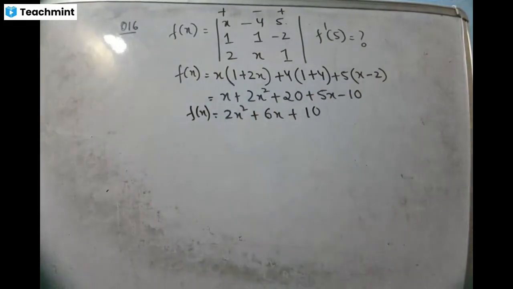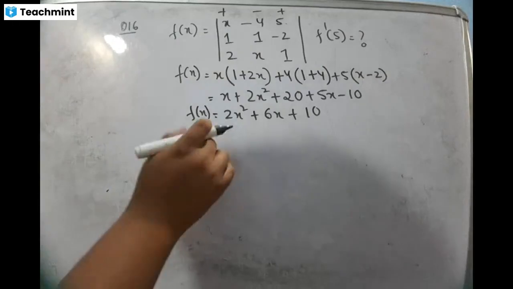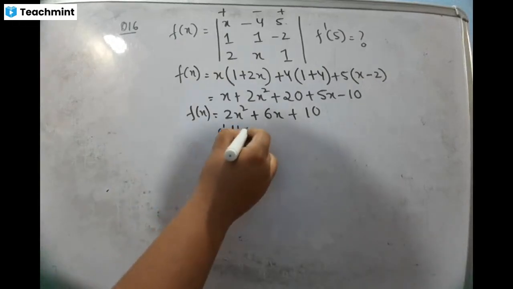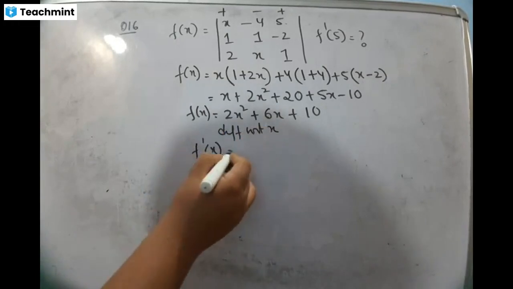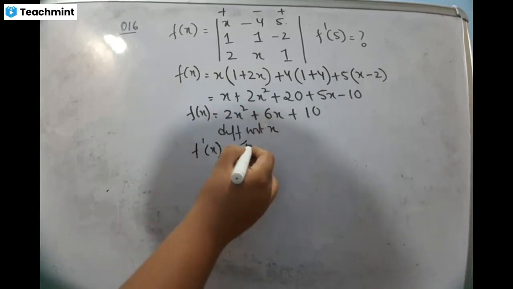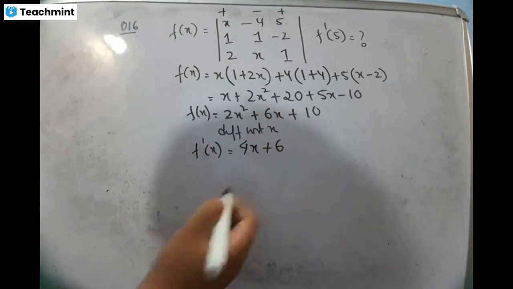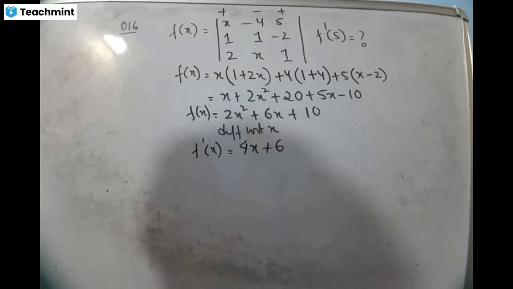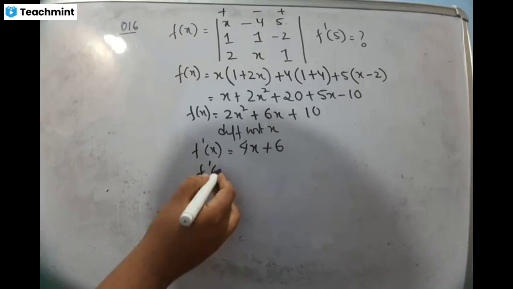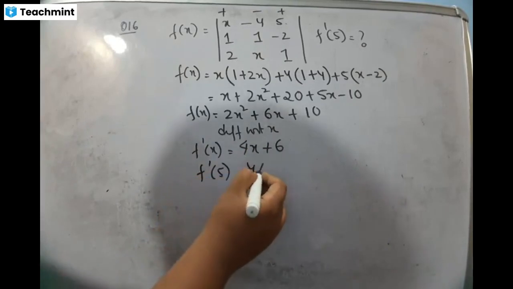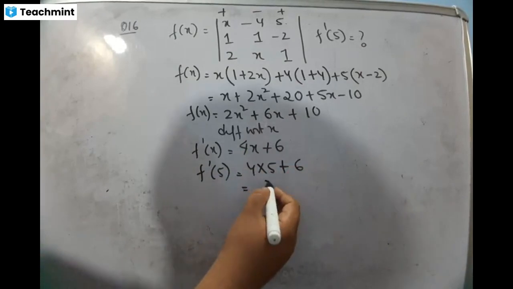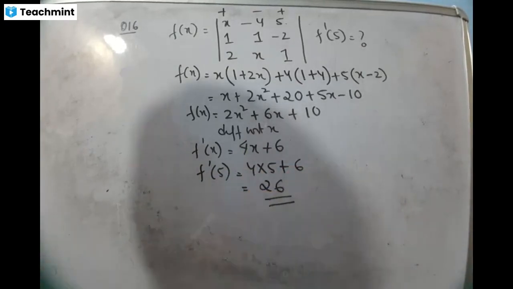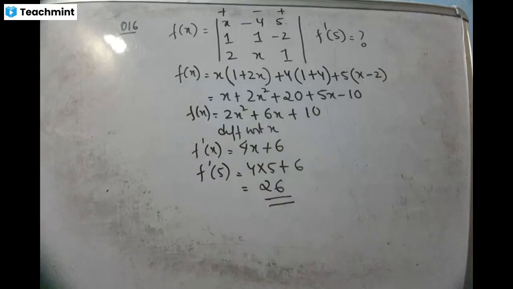But I have to find f dash 5. And you know dash means you are differentiating the function. So differentiating with respect to x, you get f dash x equal to 2 comes in front, so 2 twos are 4x, plus derivative of 6x is 6 and derivative of 10 is 0. So what is f dash 5, everyone? f dash 5 is 4 into 5 plus 6. 5 fours are 20 plus 6, so 26 is the correct answer.